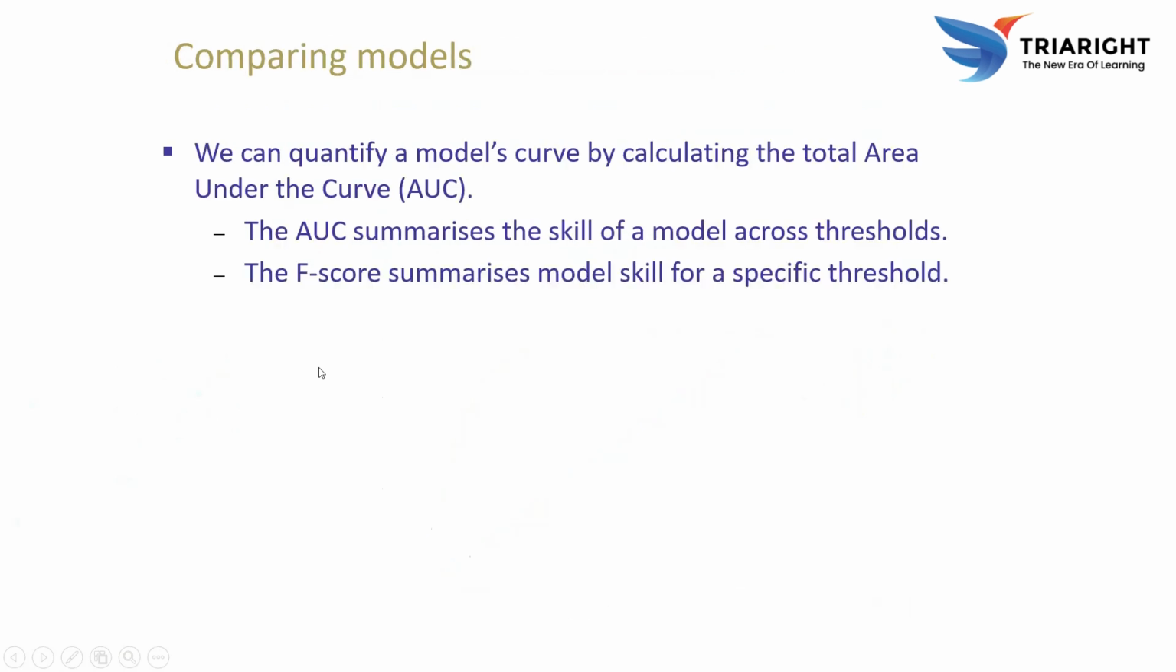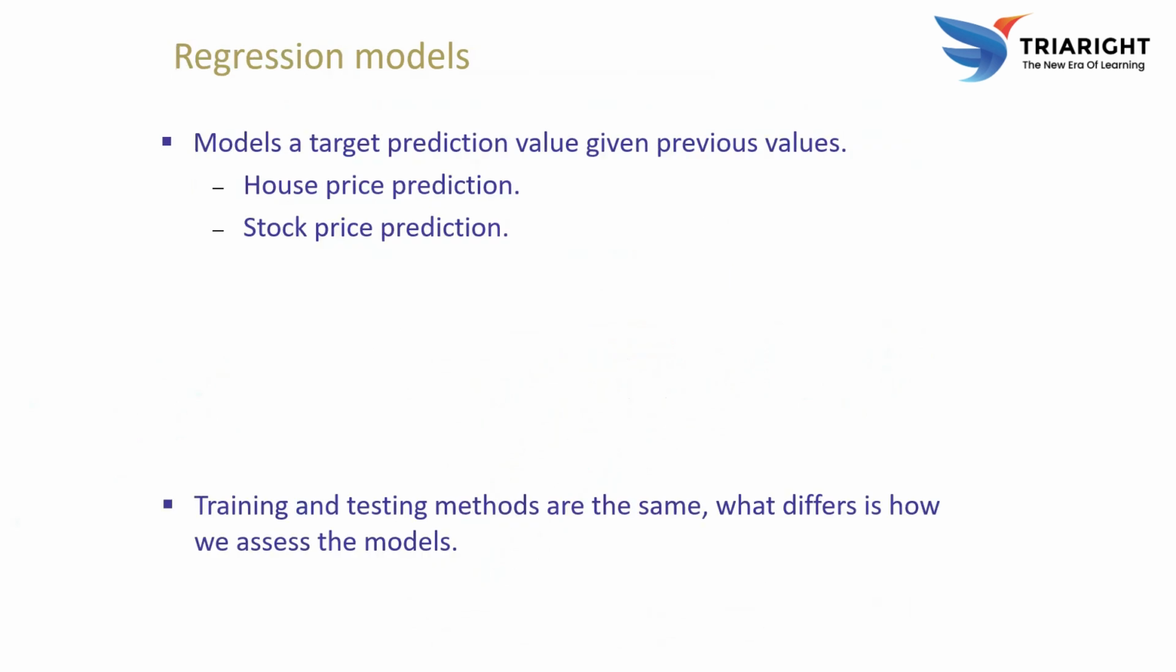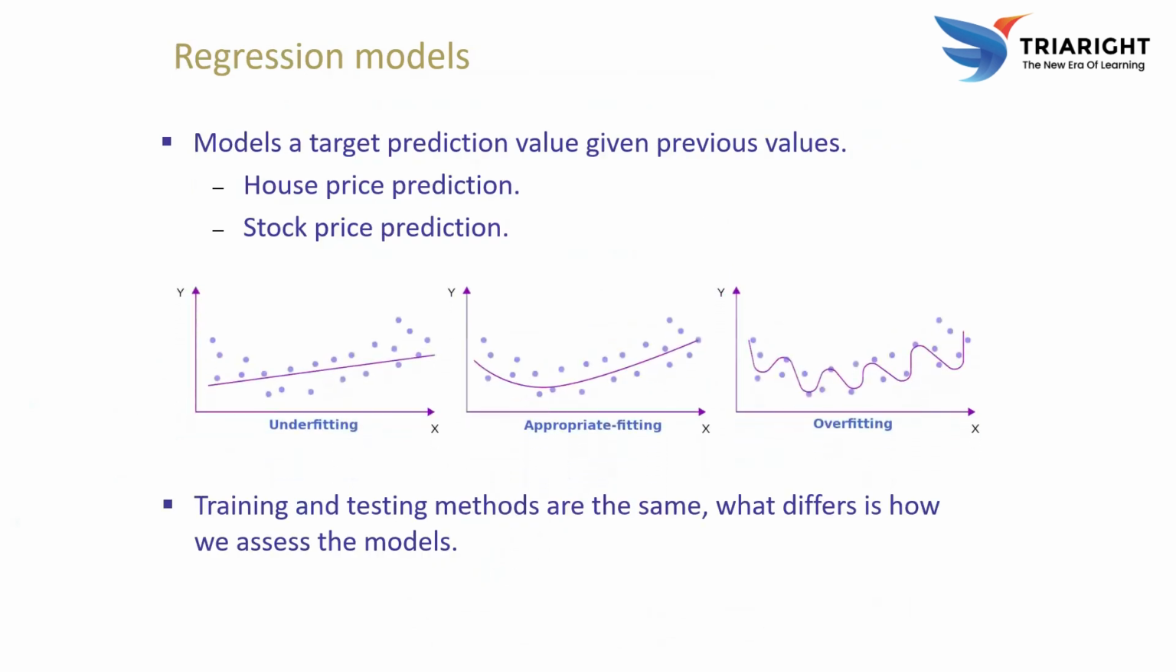Okay, so when comparing models, we can quantify the model curve by calculating the total area under the curve. AUC summarizes the skill of the model across all thresholds, while the F score summarizes the model skill at a specific threshold. Now for regression models, the model targets prediction values, like house price prediction and stock price prediction. So we have underfitting, an approximately fixed fit, and overfitting. Training and testing methods are the same, but they differ in how we assess the models and where we use them on particular data sets.